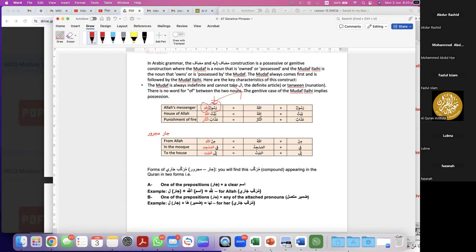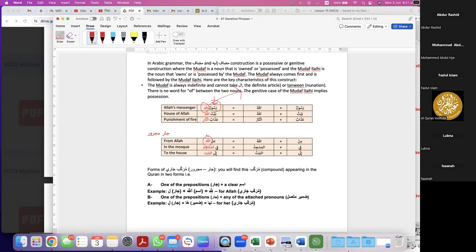Baitun plus Allahu, same situation. Baitu Allahi, khalas. Okay? Now we are talking about typical jar majroor. Min plus Allahu. Why has Allahu become Allahi here?